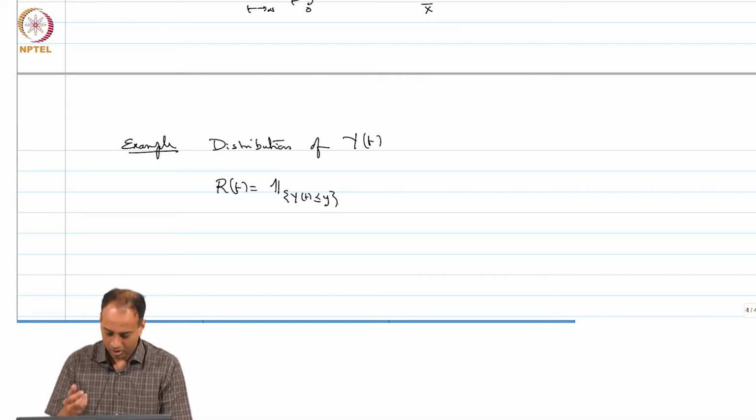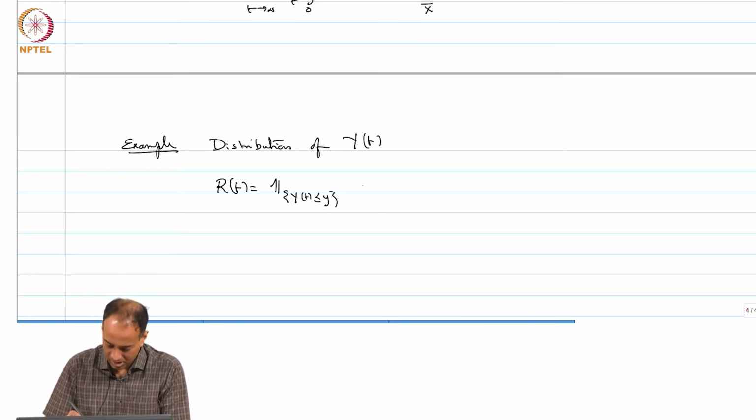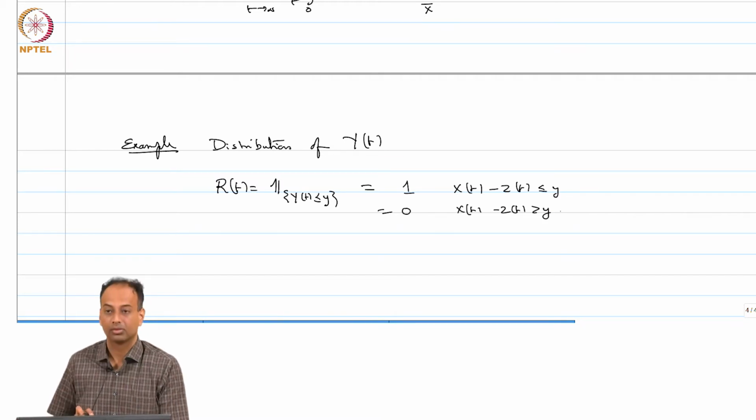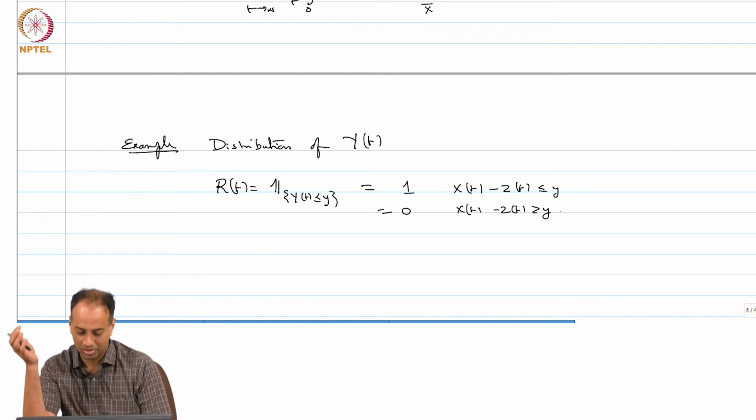If you want to write r of t in the form r tilde of z of t, y of t, then this is equal to 1 when x of t minus z of t is less than or equal to little y, and 0 when x of t minus z of t is greater than y. I am writing it as r of z of t comma x of t, that is what we have chosen.